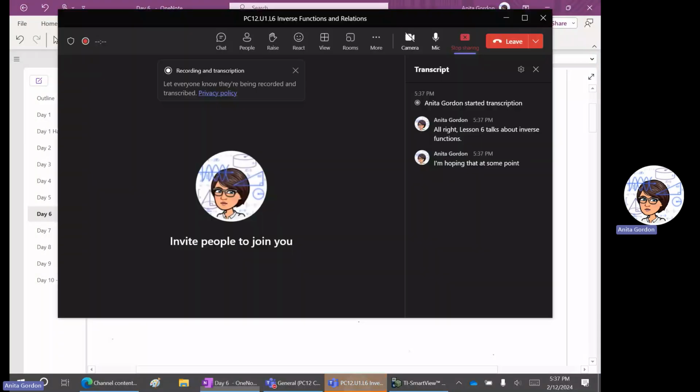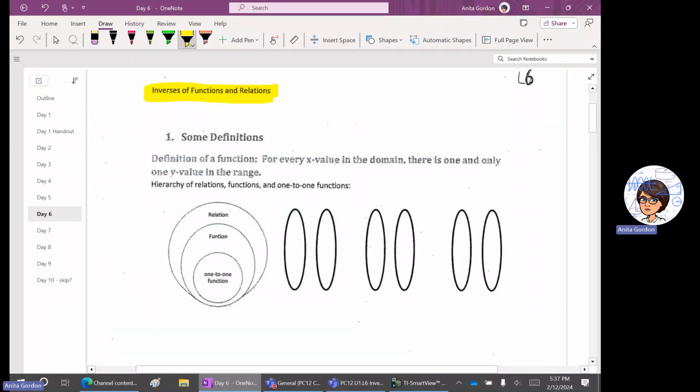All right, lesson 6 talks about inverse functions. I'm hoping that at some point in your math career up until this point, you actually have seen inverse functions or relations, but if not, that's all right.